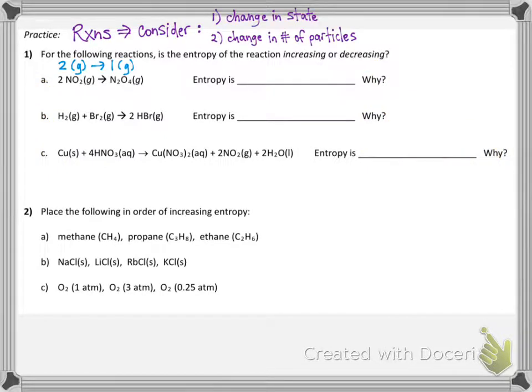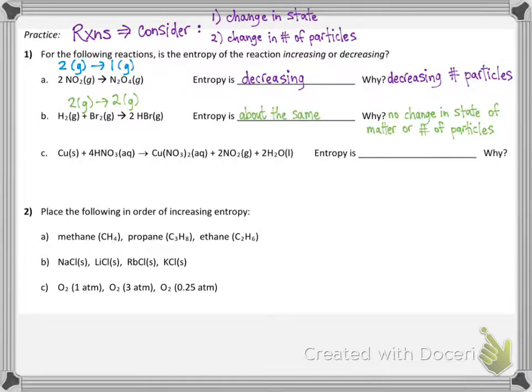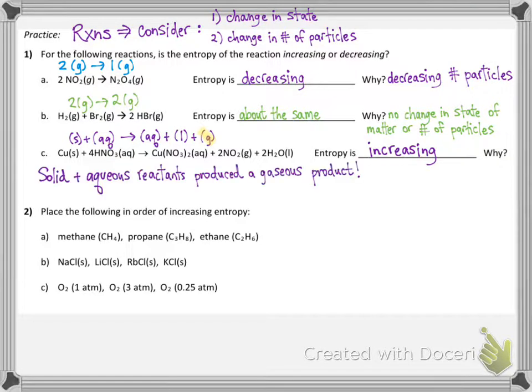Did you see that the first reaction is decreasing in entropy? It's a gas to a gas, but you had 2 particles of gas going to 1 particle of gas. Decreasing number of particles, decreasing entropy. Okay, the next one was kind of a trick. You're going from 2 particles of gas to 2 particles of gas. So the entropy is actually about the same. Now the last one looks kind of complicated, but hopefully you could tell that entropy is definitely increasing. In the reactants, you didn't have a gas, but in the products you did. And that is enough to justify entropy as increasing.